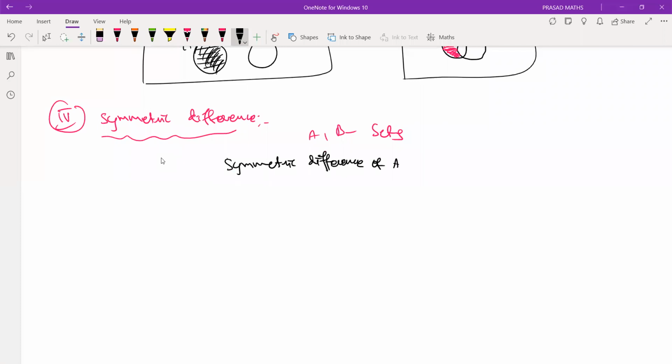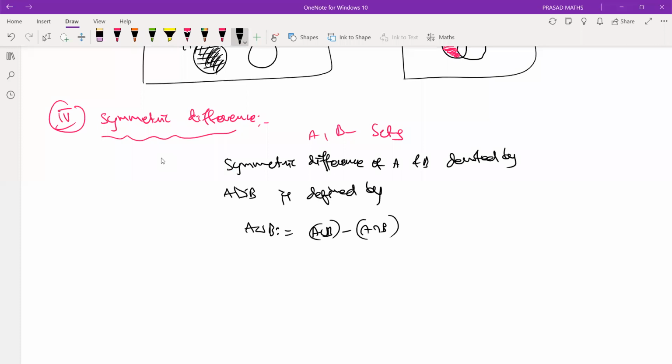It is denoted by A delta B. A delta B is defined like this. What is A delta B? A union B minus A intersection B. Or else, A minus B union B minus A.